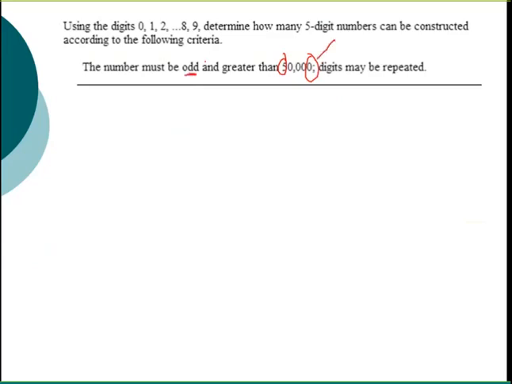What that's referring to is this last number here. So that's basically saying this guy can be 1, 3, 5, 7, or 9. And then it also said it has to be greater than 50,000, which means that this first number has to be 6, 7, 8, or 9. In other words, it can't be 5 or smaller.